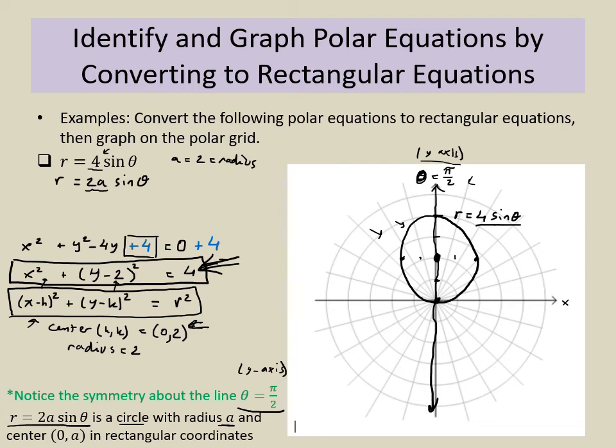Okay, and the center is 0, a. So the center is 0, 2 in rectangular coordinates, which is what we've seen here. So if I put this in rectangular coordinates, this is the point 0, 2. So this polar equation is an equation of a circle with those specifications, which we have seen again using an indirect way of first converting to rectangular.